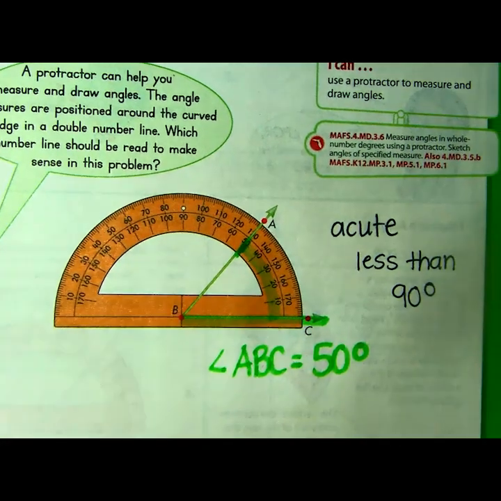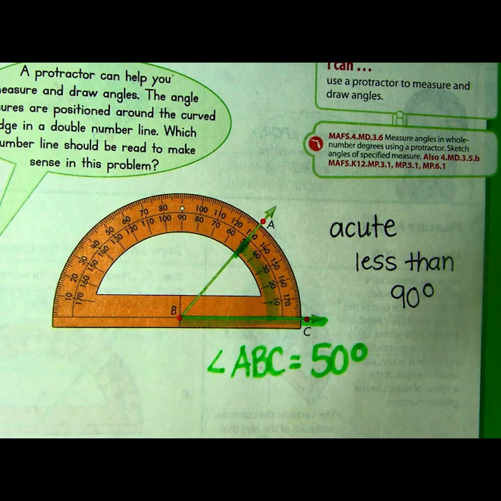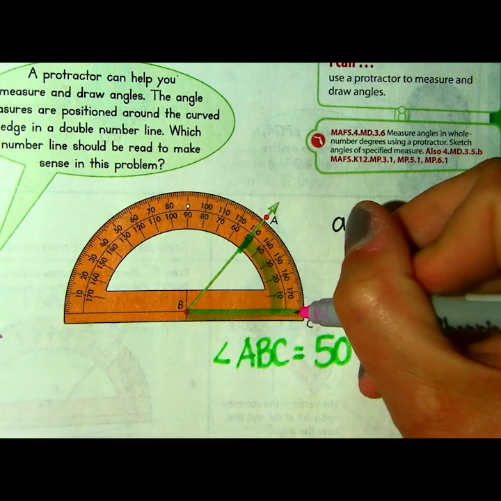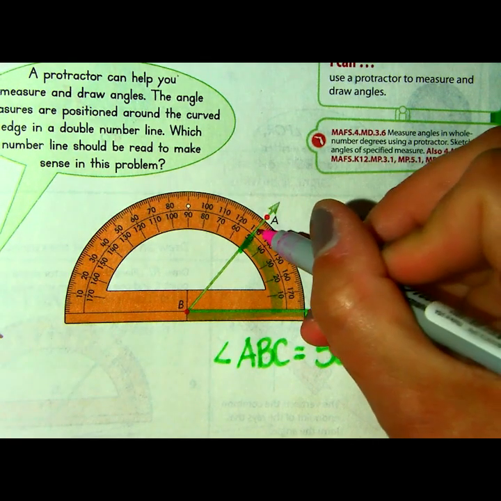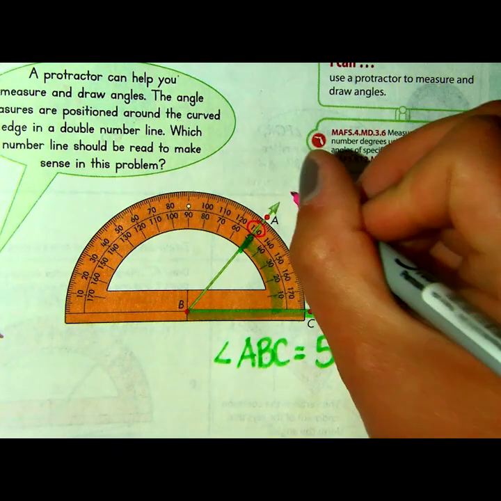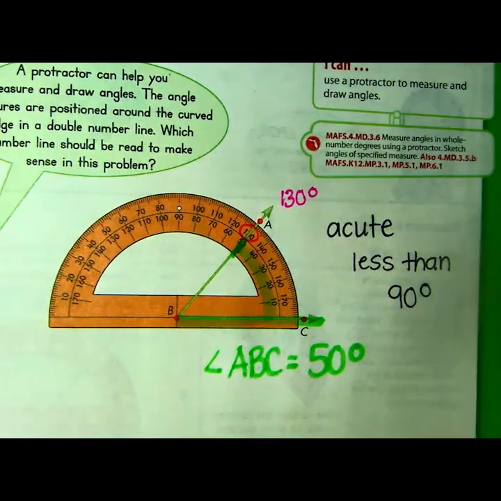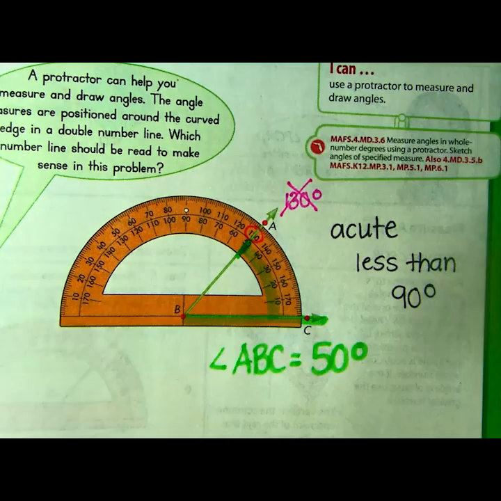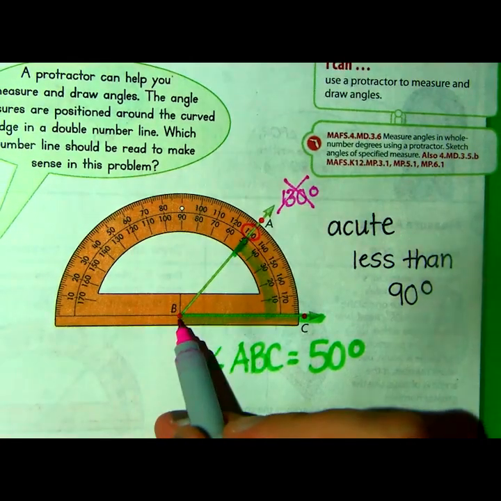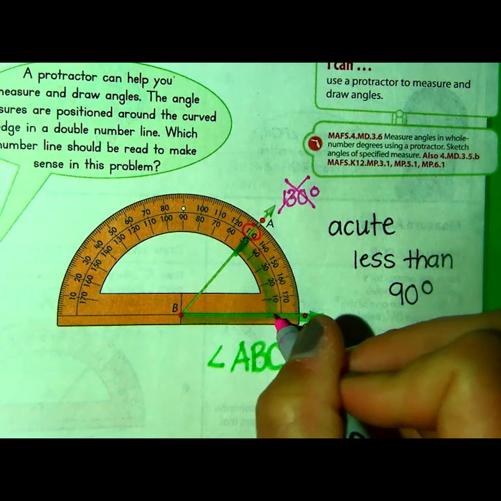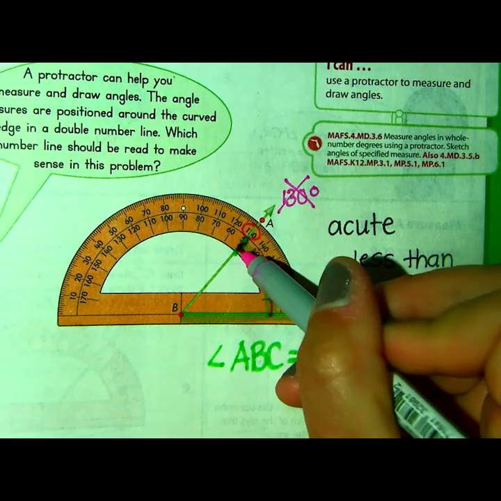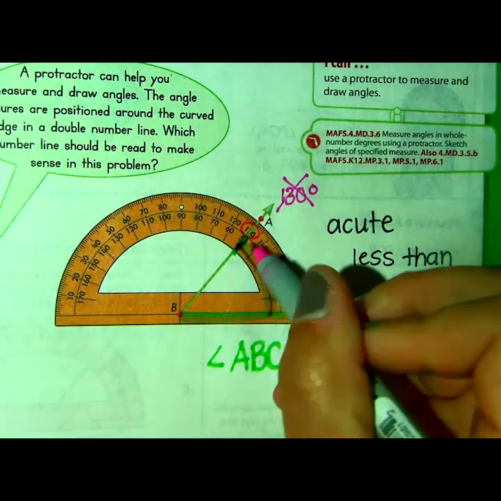If you use the other scale, you would be looking at this outside scale right here, and you would look at this number and you would say, oh, 130 degrees. But now wait a second. Does angle ABC look like it would measure 130 degrees? No. So what you guys have to do, first find the ray, then find the scale that starts at 0, follow it up to the second ray, and look at the number. In this case, it's 50.